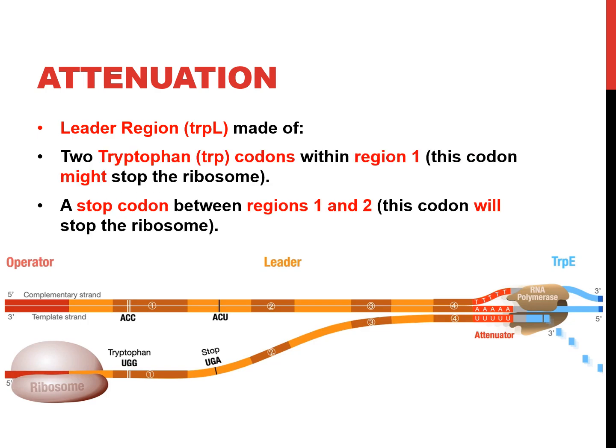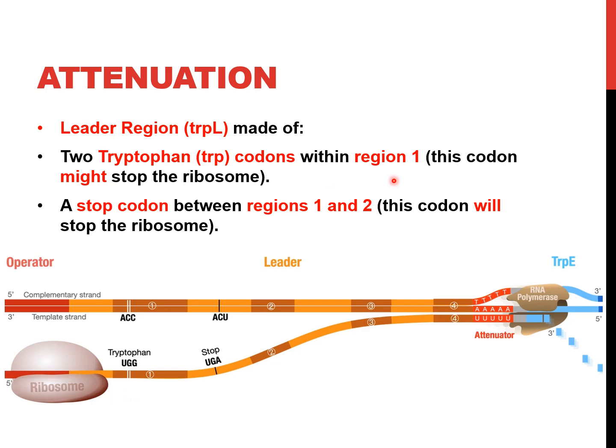So Trp L is made up of 2 tryptophan codons. So what else can we see? All right. UGG is the RNA codon for tryptophan, also known as ACC in DNA. And as you can see, there are the two white lines. Okay, that represents the two codons.